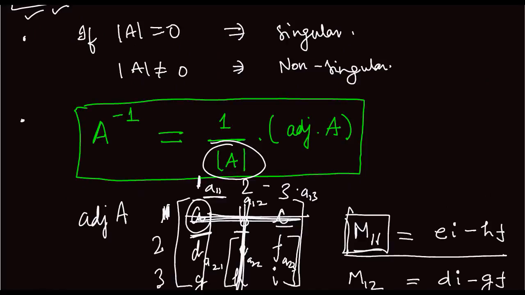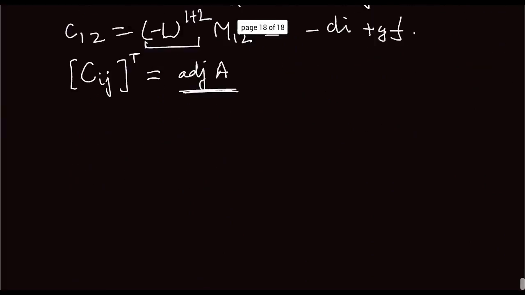So adjoint A, and the determinant of A you can calculate easily. If it's a 3 cross 3 matrix, then the same process is applied. You take the a element and multiply by ei minus hf, then minus b times this minus this, and then plus c times this minus this. Fine. So you will calculate mod A that way, and you have your inverse. Fine. Now let's move on.